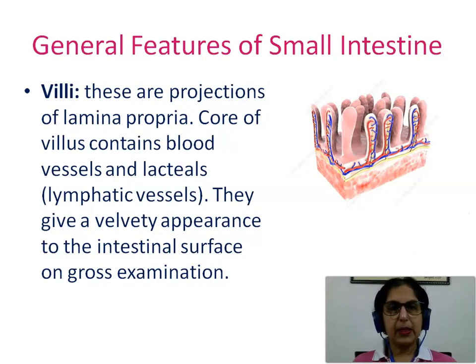Villi. These are projections of lamina propria. Core of villus contains blood vessels and lacteals or lymphatic vessels. They give a velvety appearance to the intestinal surface on gross examination. And this picture here shows us the mucosal projections, which are the villi.